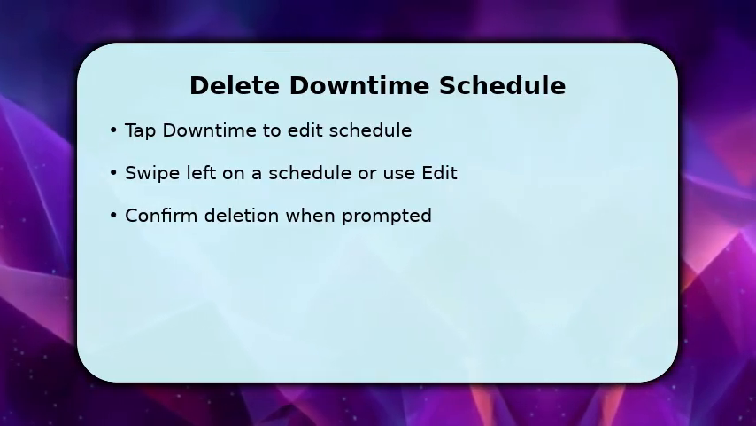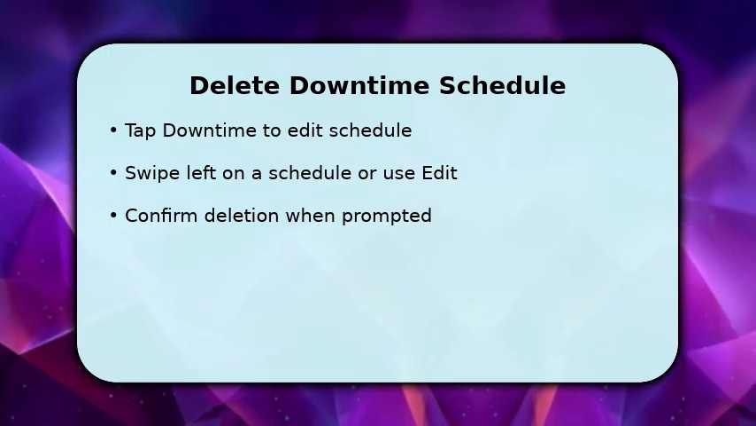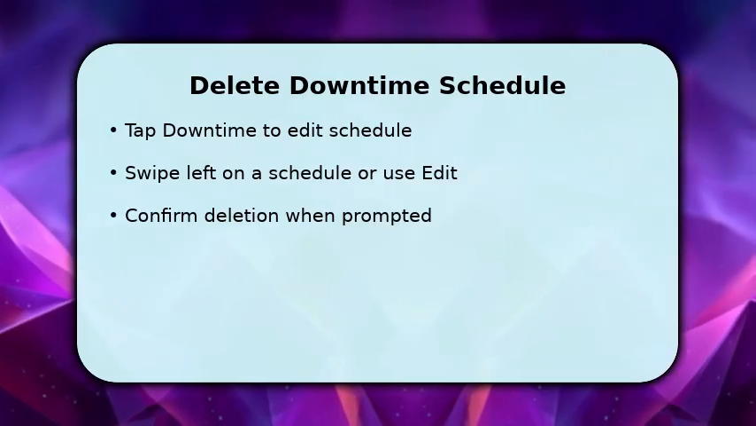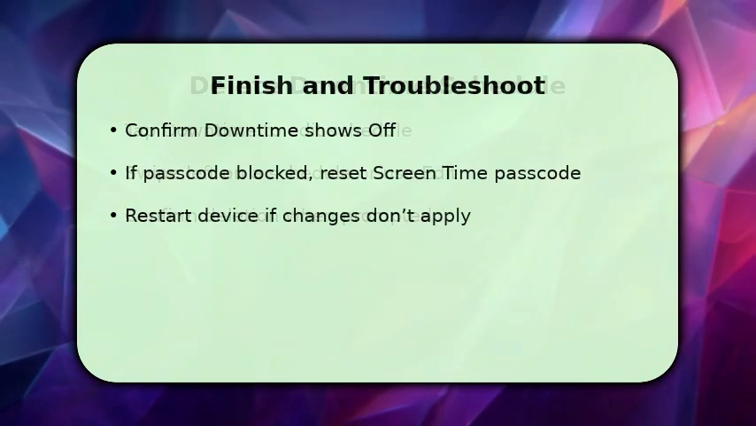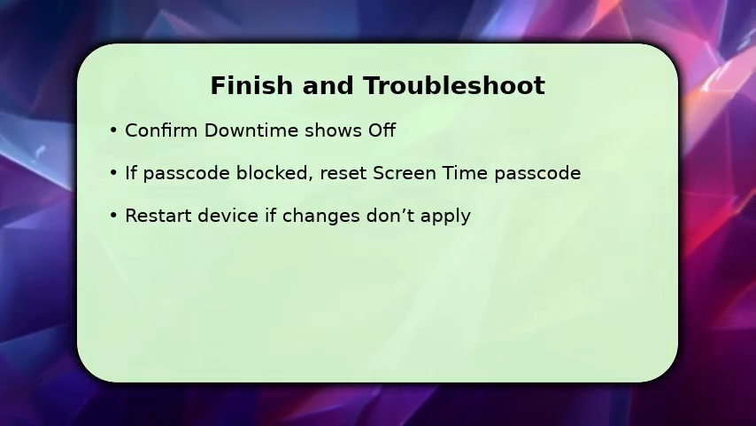Once you confirm deletion, the schedule is removed and the device exits downtime automatically. If multiple blocks exist, repeat these steps until all undesired entries are gone. Finish by checking that downtime now displays off, which means no schedule remains.